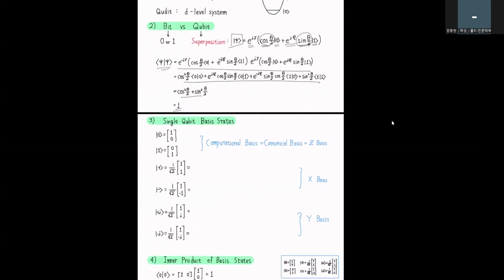Now, you can check if this is normalized. It is. If you can follow the algebra here, you can see that this is indeed normalized. So this is indeed the most general representation of a superposition.